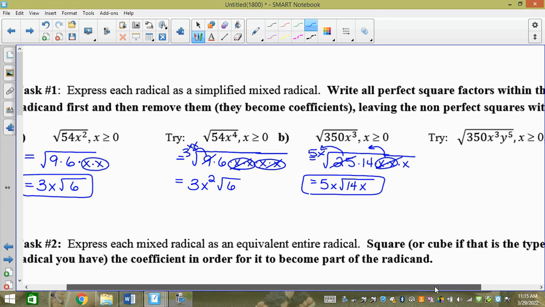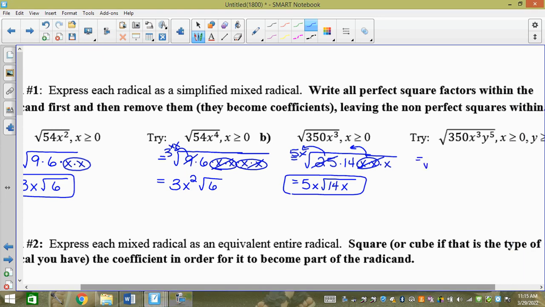And then this one, 350 breaks down into 25 and 14 still. That didn't change. And then I have an x and an x and an x and a y and a y and a y and a y and a y. I'm going to show this so that it's not as awful. This is the way you can do it, though. 25 comes out as a 5. 2 x's come out as 1 x. These 2 y's come out as 1 y, so in that case, it would be a y squared. And then I'm left with 14xy.